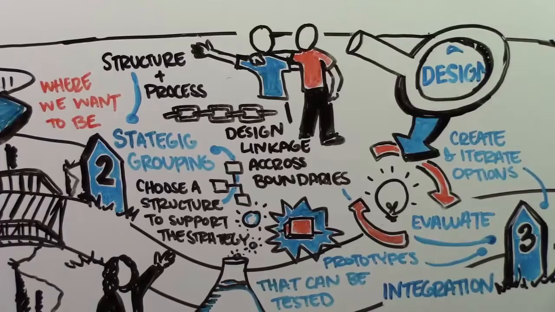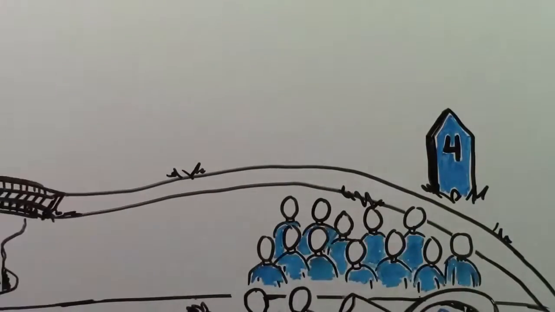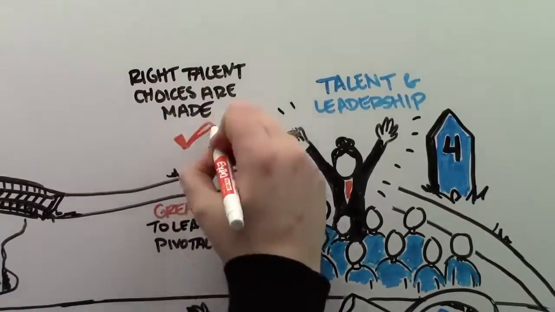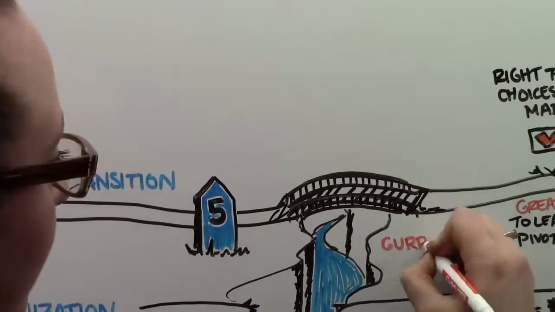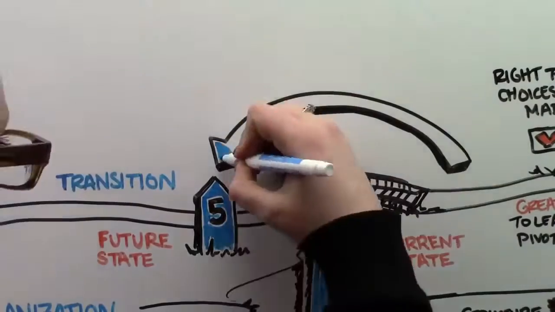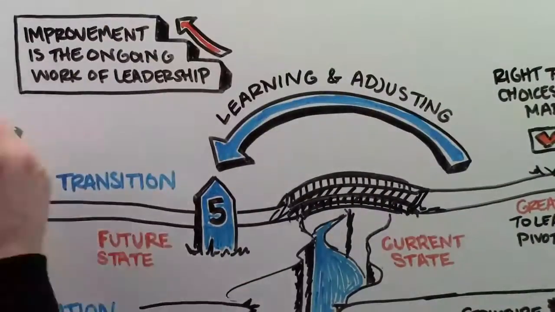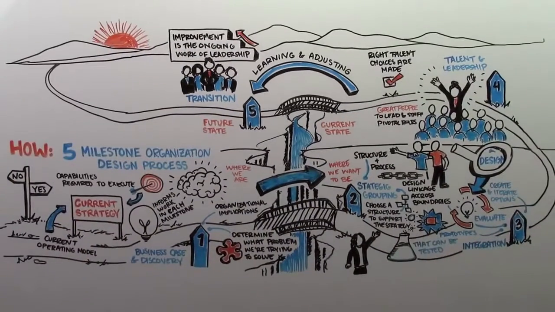Once we're clear on our new organization model, we need great people to lead and staff pivotal roles. Organization design isn't finished until the right talent choices have been made. Finally, we must determine how we will transition from our current state into the future state, learning and adjusting as we go, realizing that organization design, like any continuous improvement, is the ongoing work of leadership.